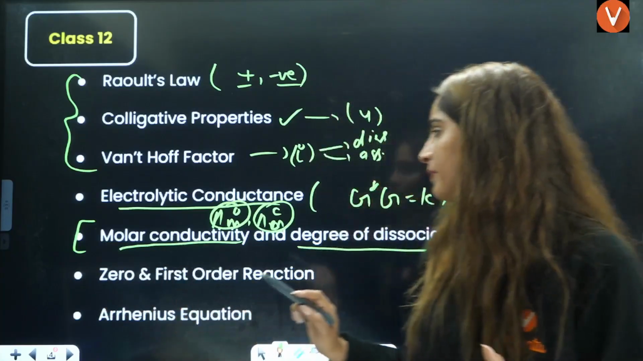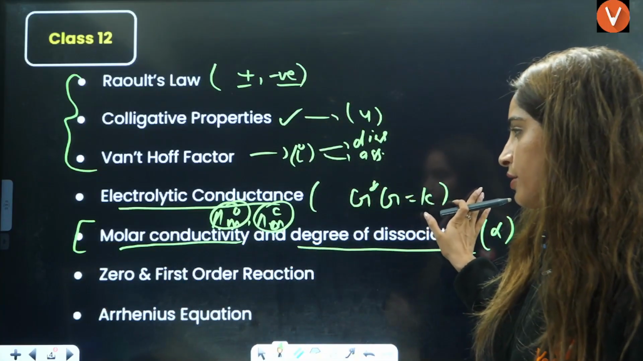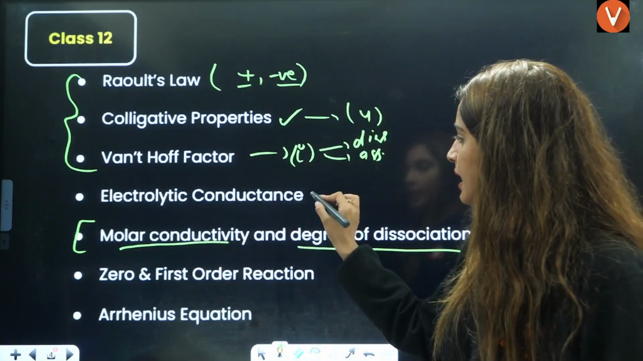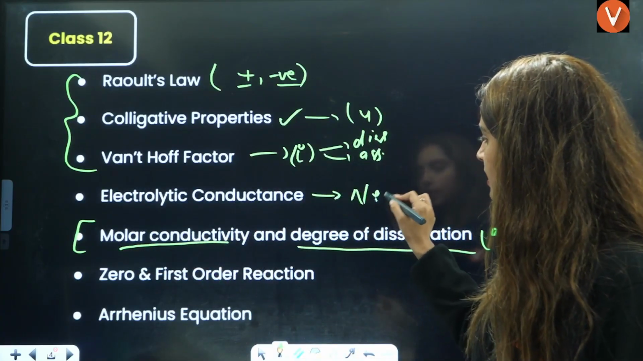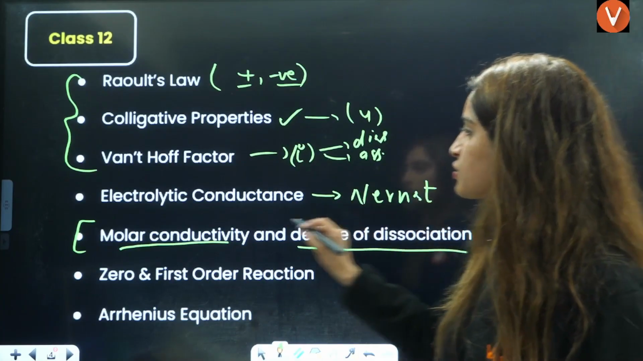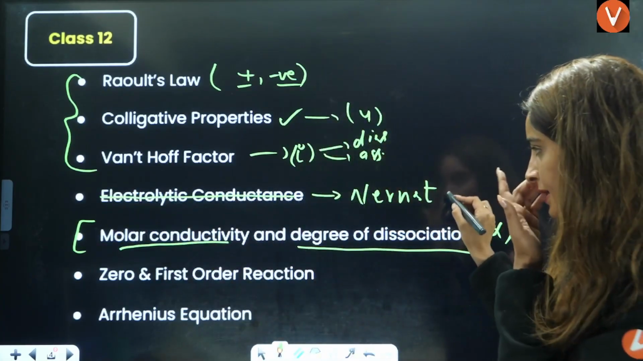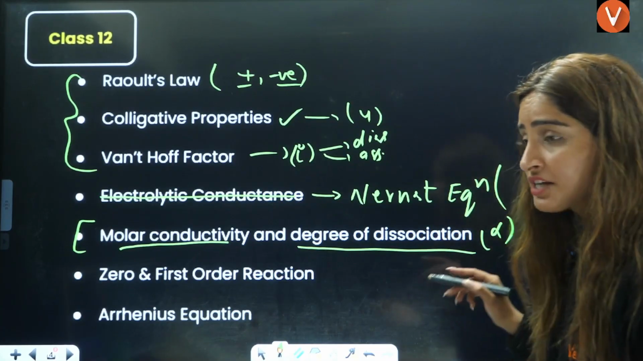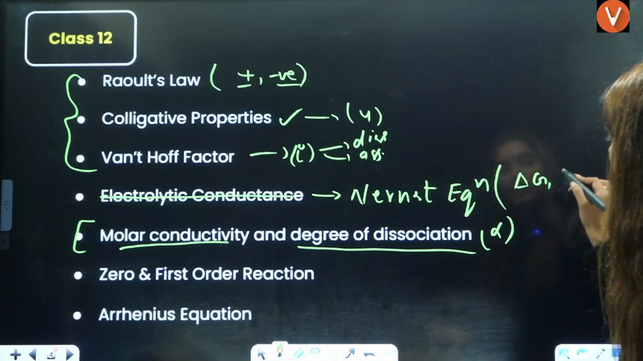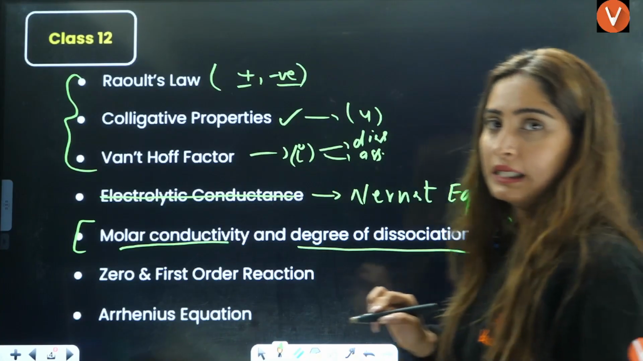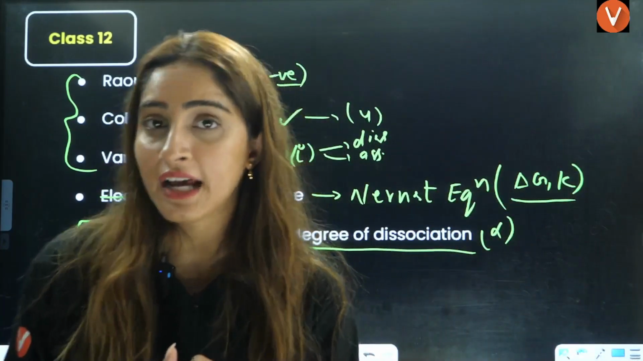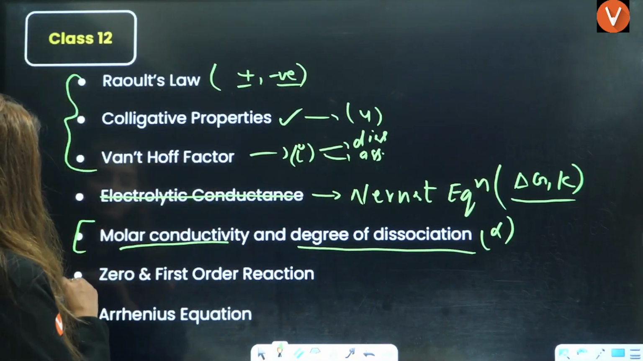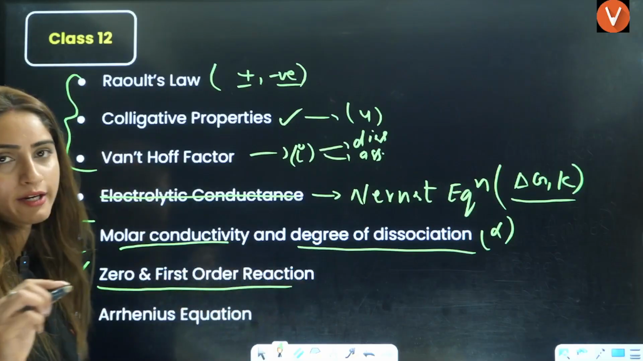Then, I think we have not written here Nernst equation, so I would write here, instead of electrolytic conductance, you can just write Nernst equation, right? Also the Nernst equation relation with delta G and equilibrium constant, right? That is E naught relation with delta G and equilibrium constant. That is very important, right? Next is zero order and first order reaction.